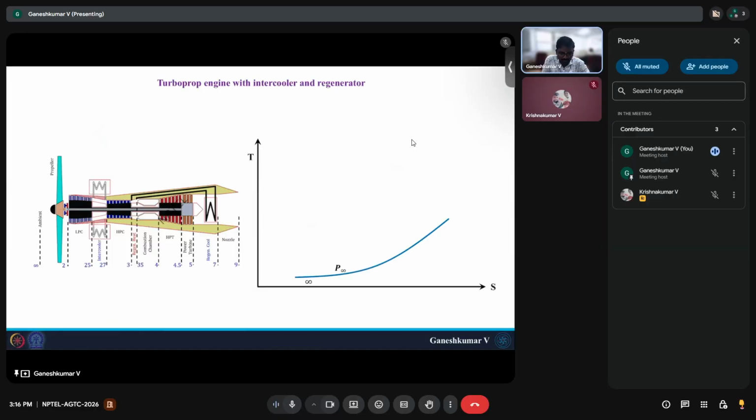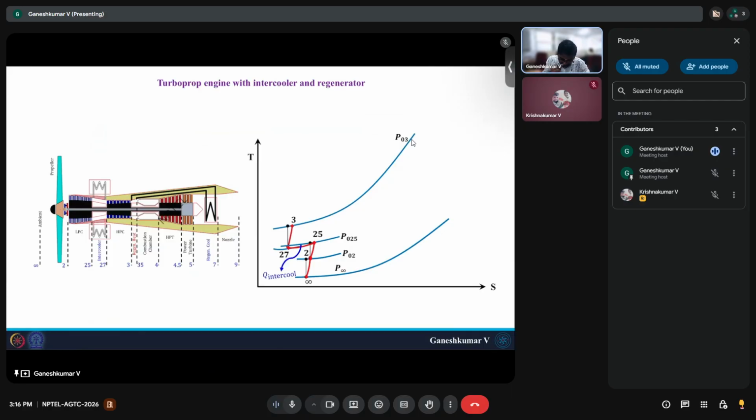The TS diagram would look something like this. From infinity to 2, you have a propeller across which the pressure rises, and from 2 to 2.5, 2.5 is the low pressure compressor, and then you have intercooler which reduces the temperature slightly, but you also have pressure reduction because of the pressure losses. And because of this temperature reduction, you then have a high pressure compressor which is going to increase your pressure and temperature to 3.